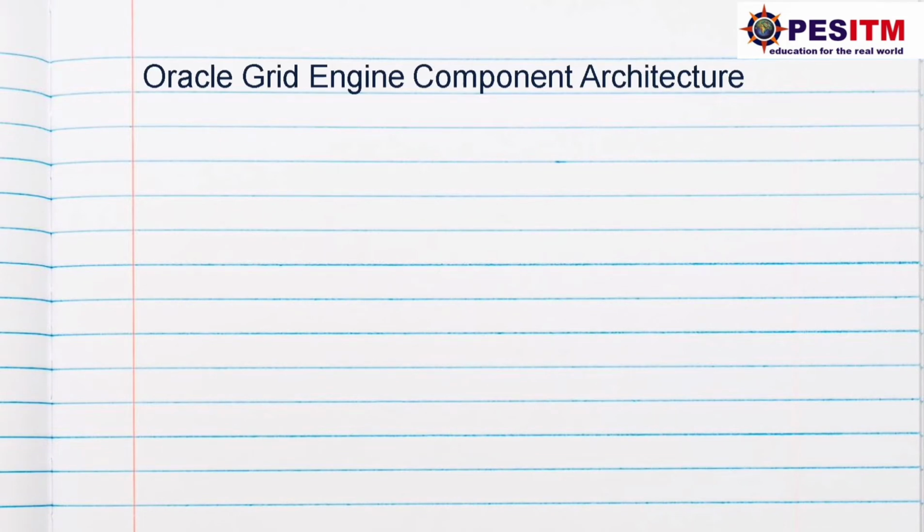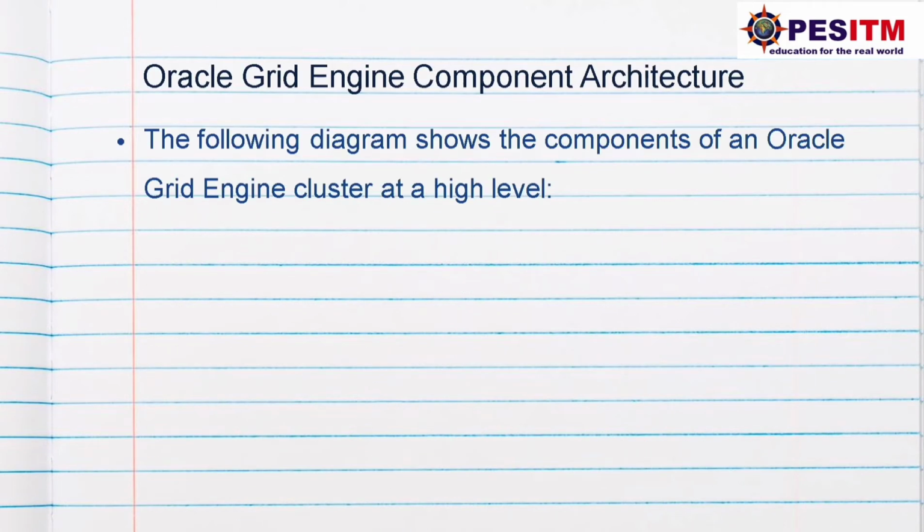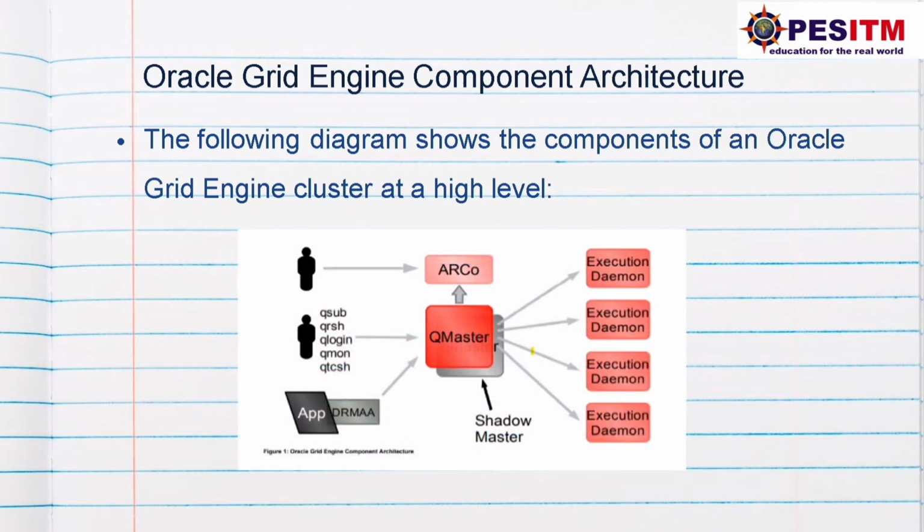Oracle Grid Engine component architecture. The figure shows the components of the Oracle Grid Engine cluster at a high level. At the center of the diagram, we have QMaster. The QMaster is the central component of the Oracle Grid Engine compute cluster, accepting incoming jobs from the users, assigning jobs to resources, monitoring the overall cluster status, and processing administrative commands. The QMaster is a multi-threaded daemon that runs on a single host in a compute cluster.